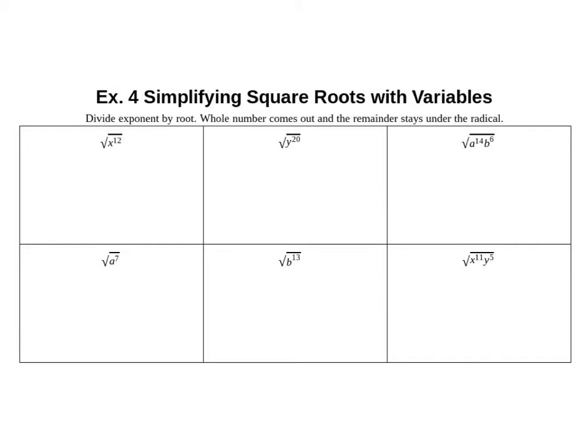Example 4 is going to look at simplifying square roots with variables. Now our rule here is going to say we can divide the exponent by the root. Then the whole number comes out and the remainder stays under the radical. So we'll take a look at what that looks like in these examples below.